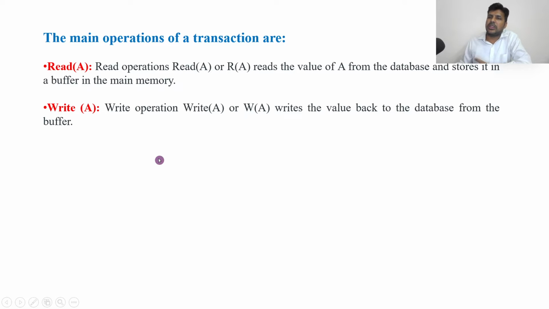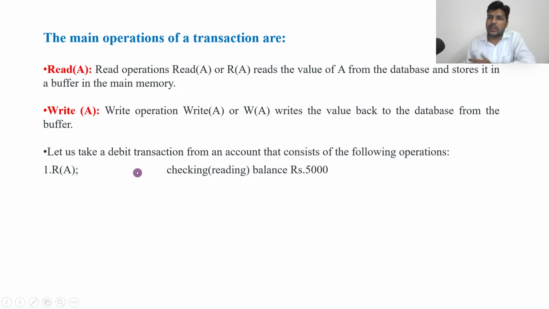Okay, so let us take a small example so you can understand. Same example, the money transfer account. Let us take a debit transaction from an account, consisting of the following operations. For example, read A, R(A). R(A) means read A, so I am checking the balance. It is showing 5000, so it has read 5000. Now A equals A minus 1000, that means 1000 rupees is subtracted from the 5000.